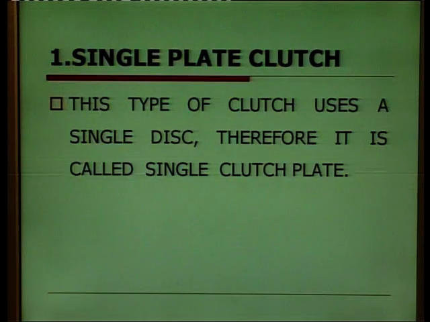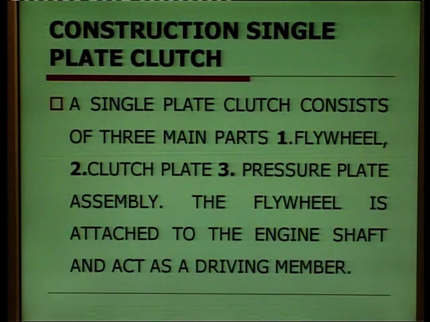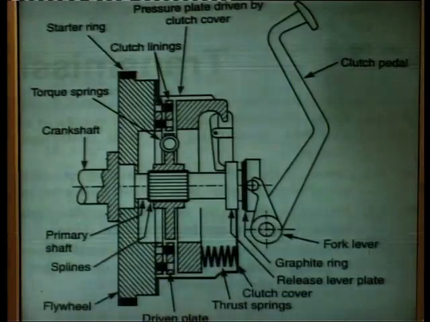This type of clutch uses a single disc, therefore it is called a single plate clutch. A single plate clutch consists of three main parts. Number one, flywheel. Number two, clutch plate. Number three, pressure plate assembly. The flywheel is attached to the engine shaft and acts as a driving member.